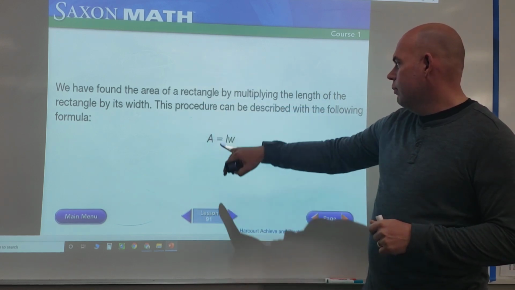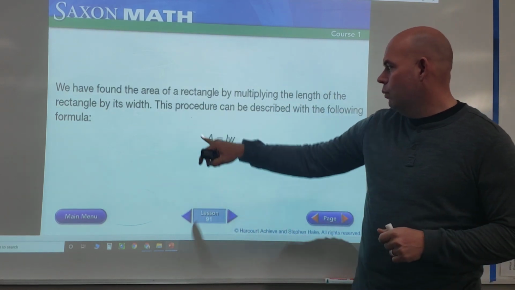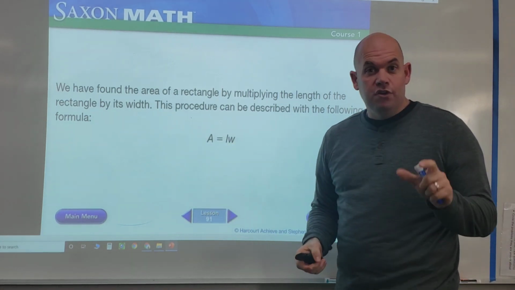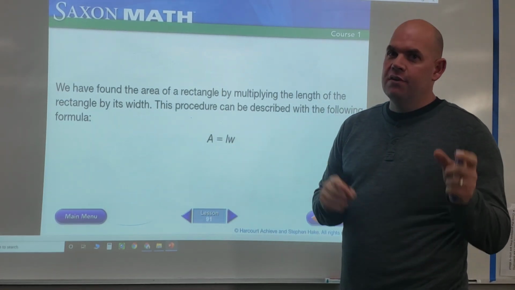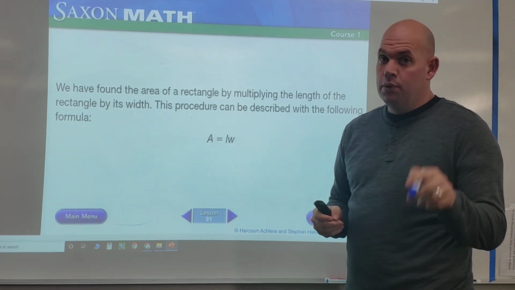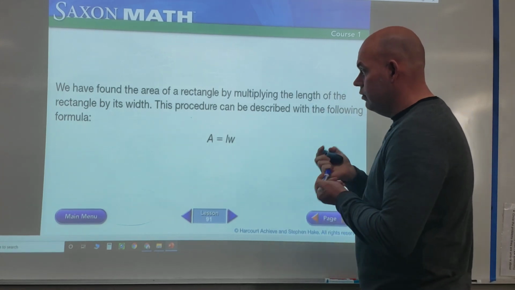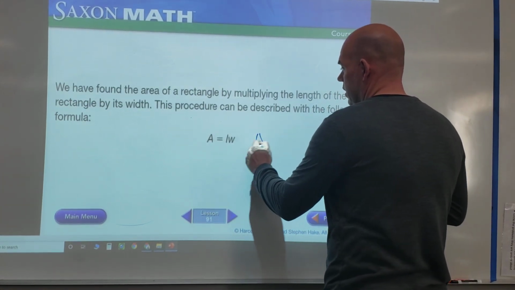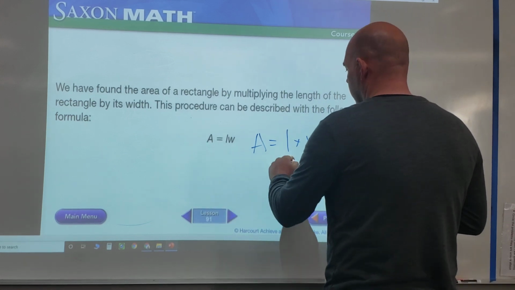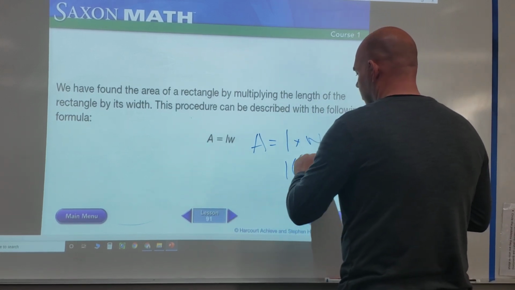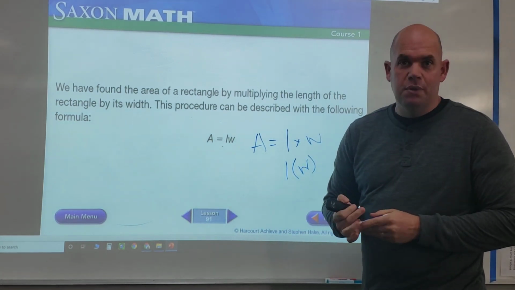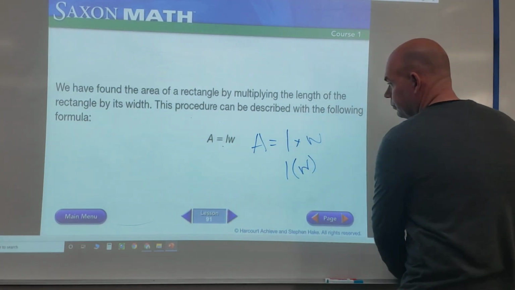We find the area of a rectangle by multiplying the length and the width. So area equals length times width. Remember, when you're using letters and a combination of letters and numbers, you don't have to write the multiplication symbol. You don't even have to put it in parentheses, although you could. You could write area equals length times width, or L times W, or just LW. All of those things mean multiply, all right?